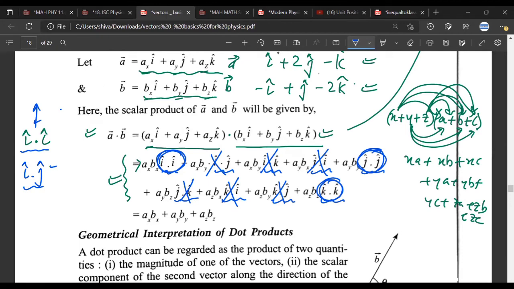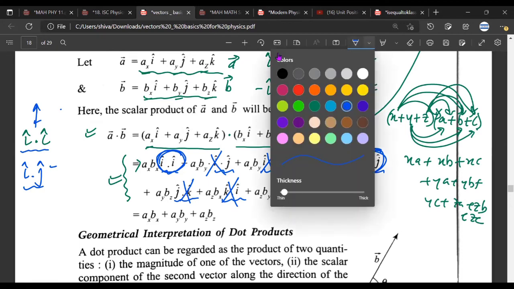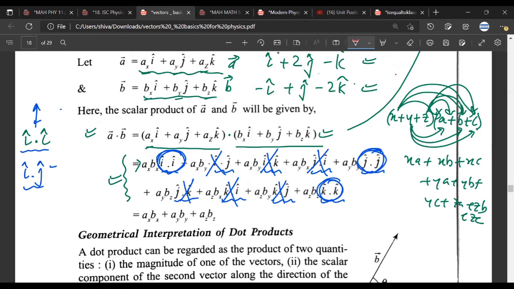So finally, all we are left with, am I audible, Avantika? So all the terms except these three are 0. And that is why, if you see, the final answer is AxBx + AyBy + AzBz, that is all that remains. Ms. Avantika, am I clear or should I explain again?